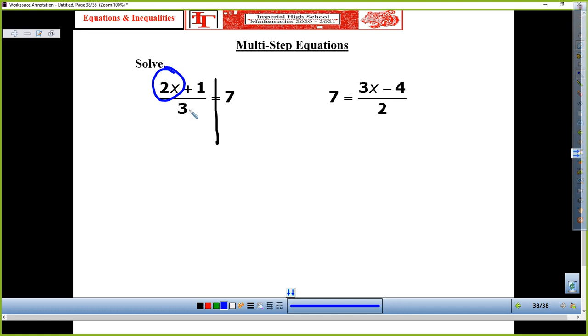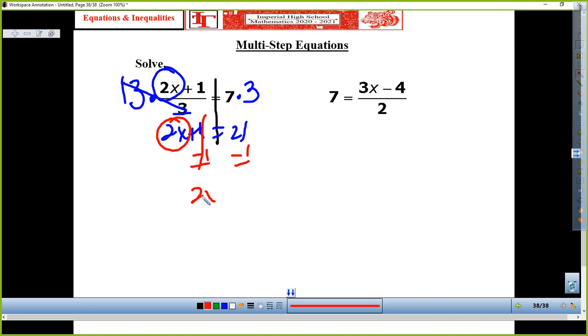So I need to start with division because we're working our way backwards from order of operations. To get rid of 3, the 3 is dividing. What is the inverse? I multiply times 3. We're left with 2x plus 1 equals 21. And then the rest is history. We still need to isolate this one. Minus 1, we get 2x equals 20. And then the last step, divide by 2, x equals 10. Alright, copy that so you can have it as a reference, and then I'm going to move on to the other one.